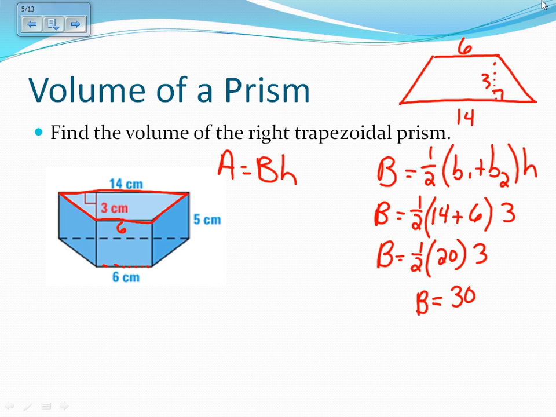What would the units be on the base? Centimeters squared. Very good. And then we plug it over here. The volume is equal to the base, which is 30 centimeters squared, times the height. What's the height? Now we're talking about the prism here. 5 centimeters. So the volume is equal to 30 times 5, 150 centimeters cubed. Notice that we have 2 centimeters here, 1 centimeter here, so we get centimeters cubed.